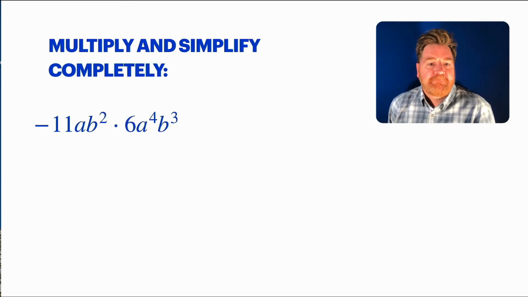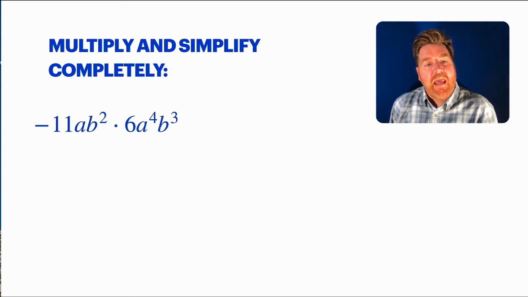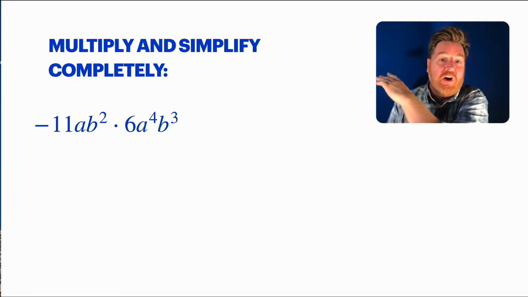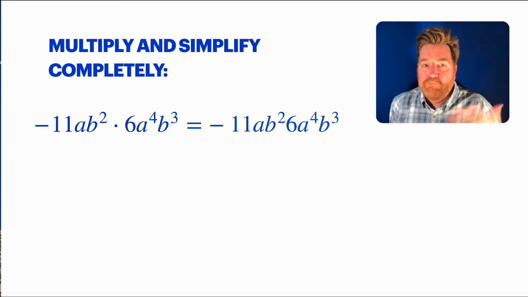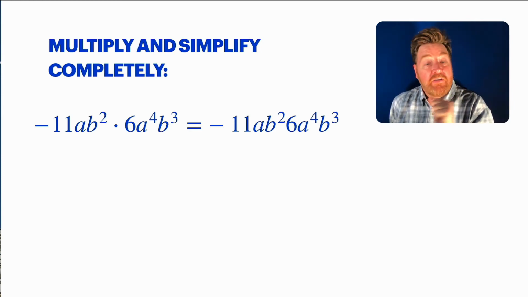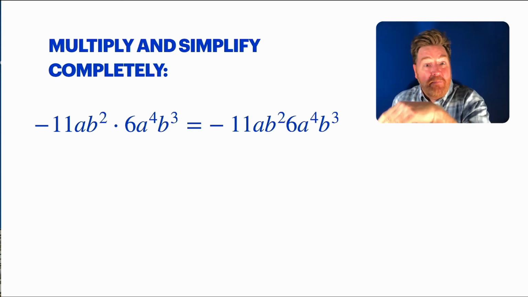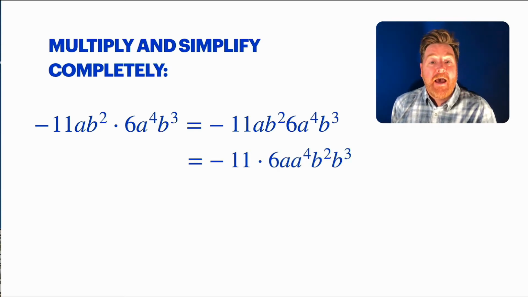How about this? How about negative 11 ab squared times 6a to the 4th b cubed? Can we? Yes, we can multiply them, right? Anything by anything. How do you do it? Straight across. Just mush them together. Here we go. Boom. There's the multiplication. So easy. Let's do our commutative work here. Let's get the numbers together, the a's and the b's. Okay? So just putting them like that.